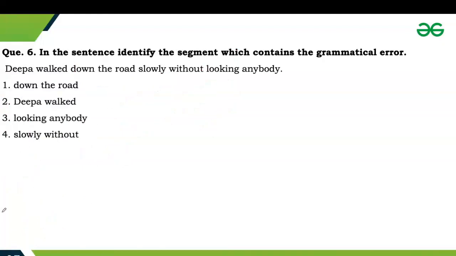Okay, next one is question number 6. In the sentence, identify the segment which contains the grammatical error. Deepa walked down the road slowly without looking anywhere. So comment your answers for question number 6.